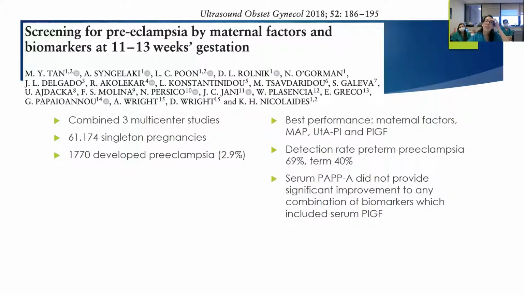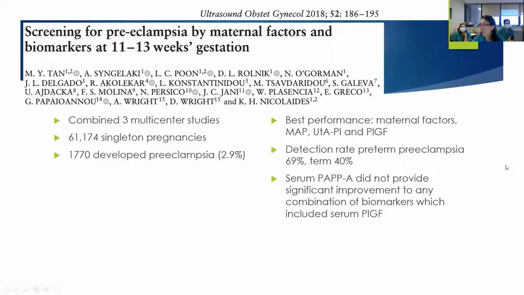This one is also a predictive model for preeclampsia, in particular, a paper from 2018 by Nicolaides. They combined 3 multi-center studies, 61,000 singleton pregnancies, 2.9% developed preeclampsia. And the best performance was a combination of multiple factors like maternal characteristics, the blood pressure, the pulsatility index of the uterine artery Dopplers, and the placental growth factor.